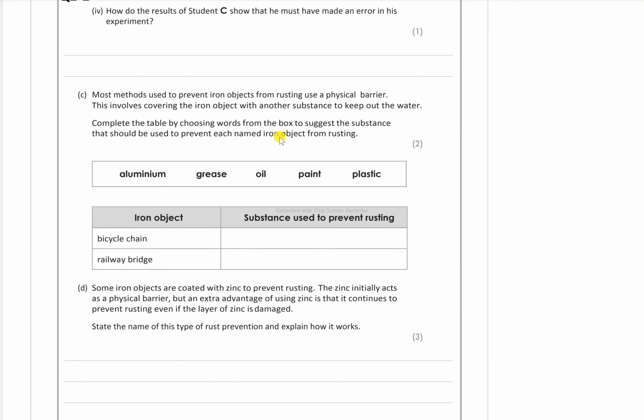How do the results of student C show he must have made an error in his experiment? Because yeah, the mass decreased. Because when you're gaining oxygen, it should increase, but it's decreased. So there's been an error in either measuring in the first place or at the end, or some rust might have fallen off, we don't know.